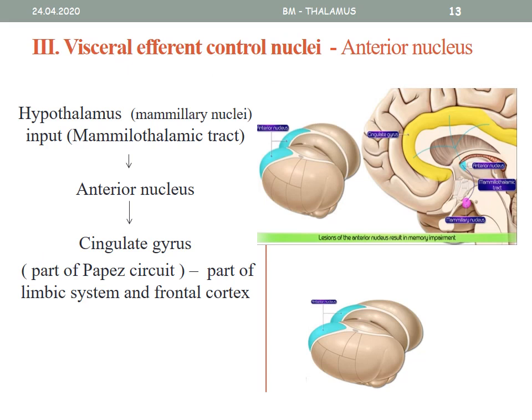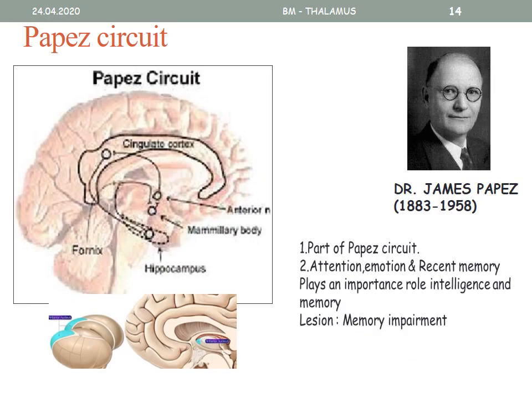So this is the connection of the anterior nucleus of the thalamus. They get information from the hypothalamus, that is mammillary nucleus, and this tract is called the mammillothalamic tract, giving information to the anterior nucleus. From there, the fibers project to the cingulate gyrus. This forms a part of a circuit which is called Papez circuit. This slide shows the Papez circuit, the circuit of neurons involving the mammillary body, anterior nucleus of thalamus to the cingulate gyrus through the fornix to the hippocampus.